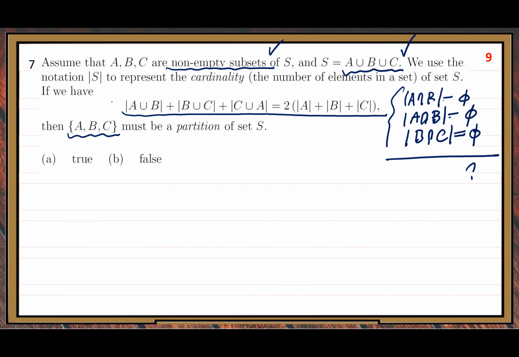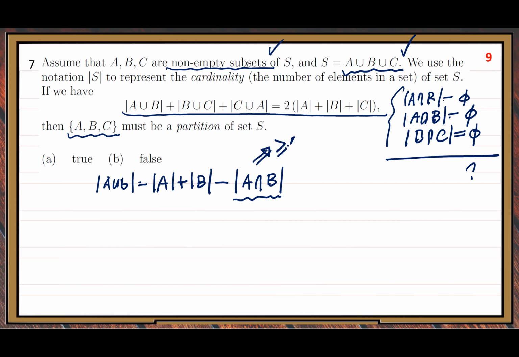Here I would like to give you one formula. The cardinality of A union B equals the cardinality of A plus the cardinality of B minus the cardinality of A intersect B. Because the cardinality of A intersect B is greater than or equal to 0, since the cardinality of any set is greater than or equal to 0, the cardinality of A union B should be less than or equal to the cardinality of A plus the cardinality of B.